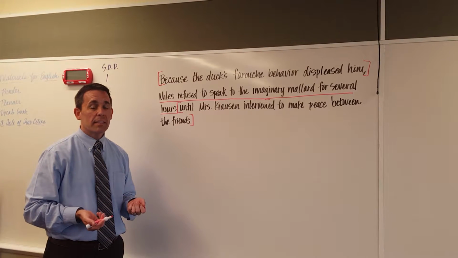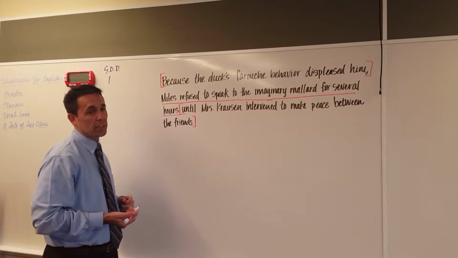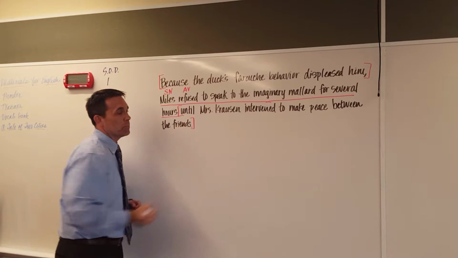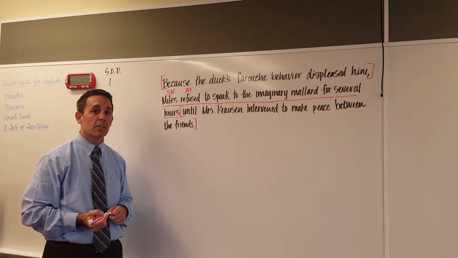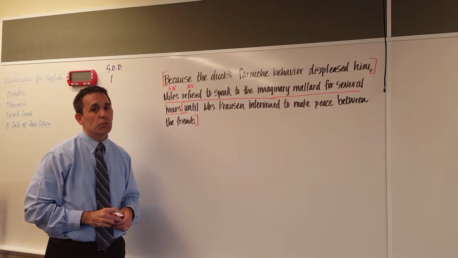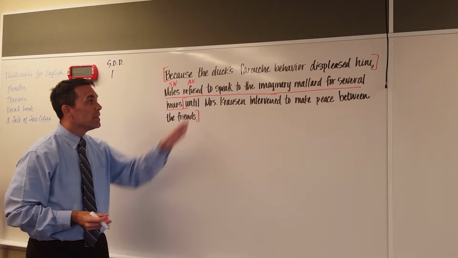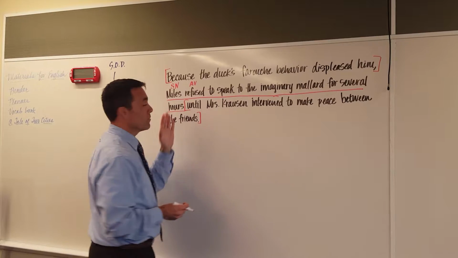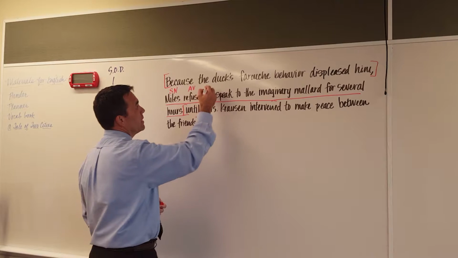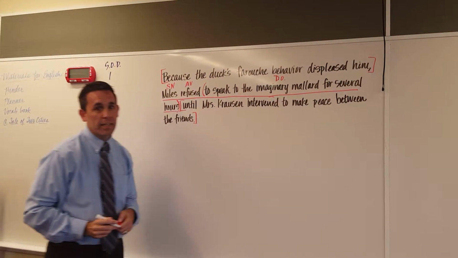After we've isolated the main clause, we want to look for the subject and the verb of the clause. In this particular case, Miles is the subject noun, and refused is the action verb. With an action verb, we want to consider whether or not we have a direct object. And in this case, we do, but it's a little unusual because our direct object here is not a single word, it's actually a phrase: to speak to the imaginary mallard for several hours. All of that is an infinitive phrase that functions as the direct object. So we'll just put that in parentheses, and all of it will label the direct object.